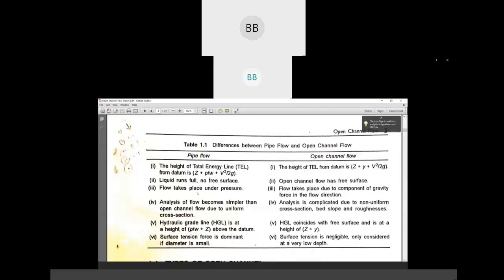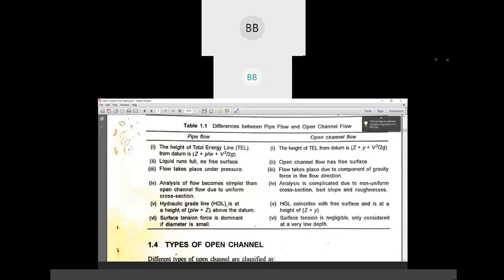The second point, the liquid runs full, in other words, you can say no free surface. In open channel, we have a free surface. That means the topmost portion is exposed to atmosphere. Then flow takes place under pressure in pipe flow. Here in open channel, it is due to gravity, in the flow direction.